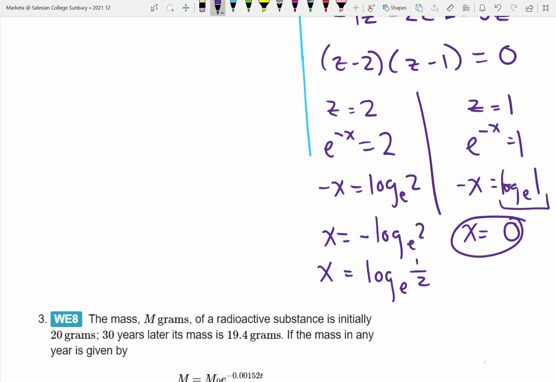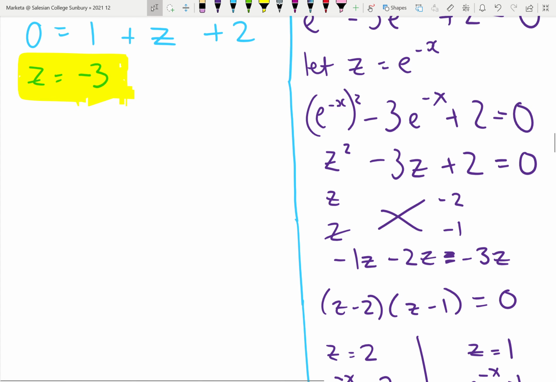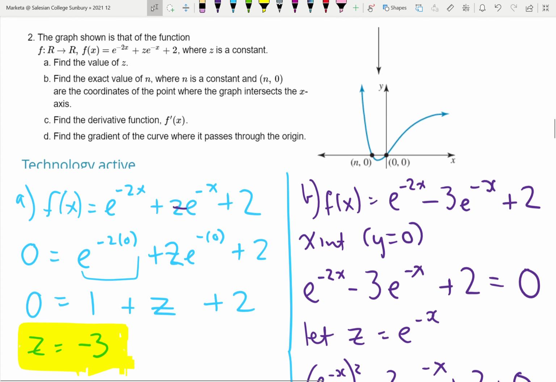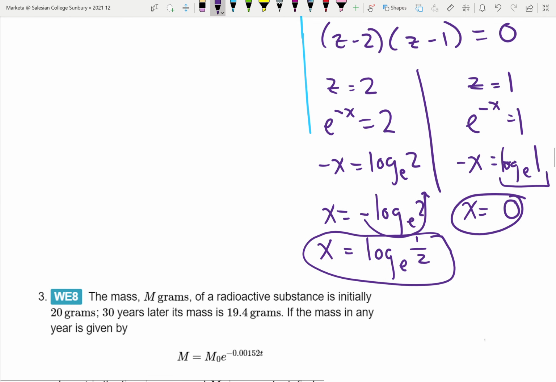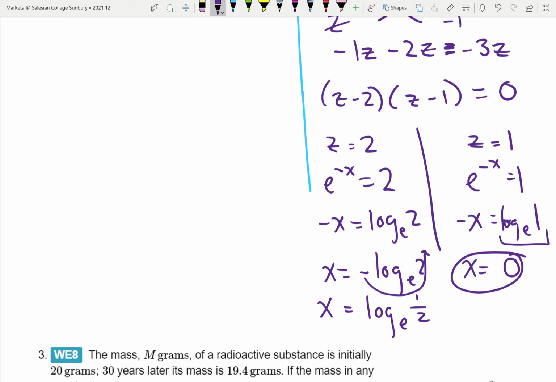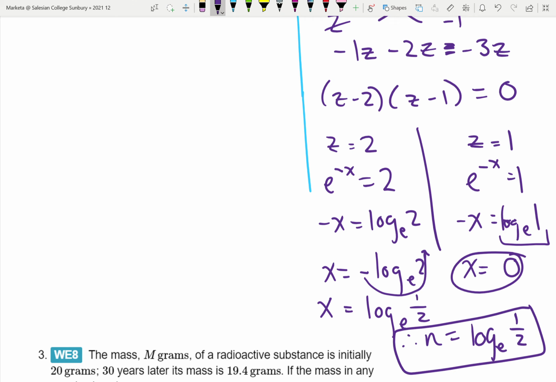And the reason that's log e half is 2 to the power of negative 1 is going to be half. So our two x-intercepts occur when x is 0 and x is log e half. So that must mean that our value of n is log e half because the other one is 0. So my final answer there, remembering we want to actually answer the question, n, therefore n equals log e half. So that's our answer that we're looking for.